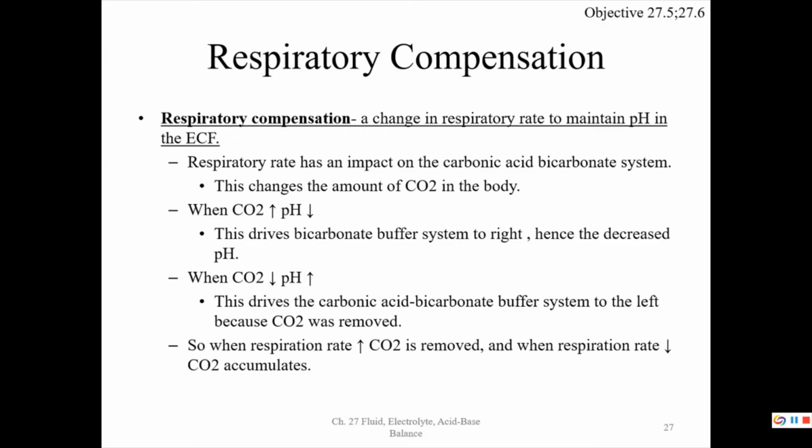Now, what I want to help us understand is if the respiratory rate goes up, CO2 is removed. Hence, you're going to increase the pH, making it more basic. And if the respiratory rate goes down, you are going to allow CO2 to accumulate, decreasing the pH and making the blood more acidic. And that is the basis behind respiratory compensation.